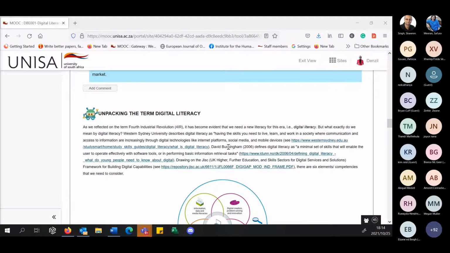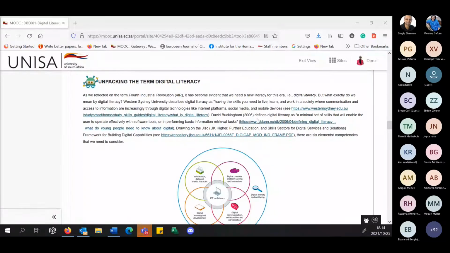Then David Buckingham described digital literacy as a minimal set of skills that will enable the user to operate effectively with software tools or in performing basic information retrieval tasks. So we see an additional level of retrieval tasks coming about. So if this is basically digital literacy, it's part of our life. It's part of us as human beings, the essence of how we function. What are some of the core skills, the competencies that we need to consider in this era?